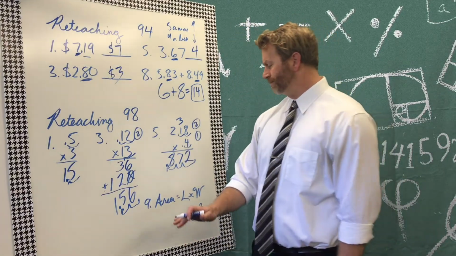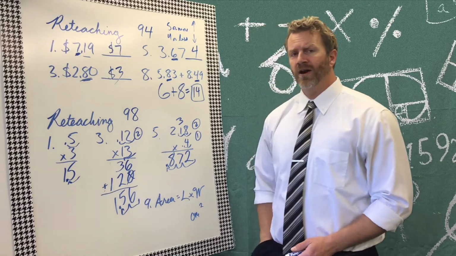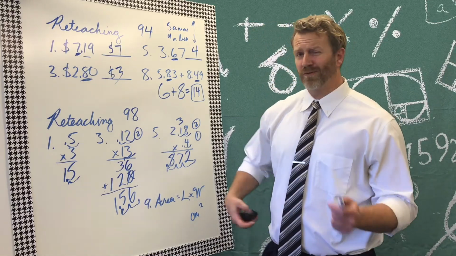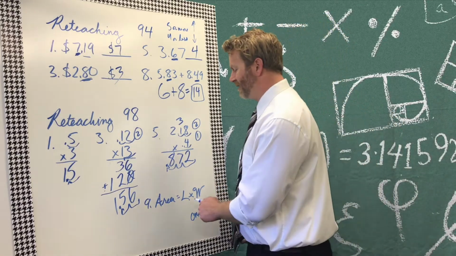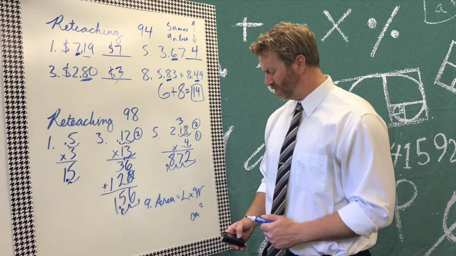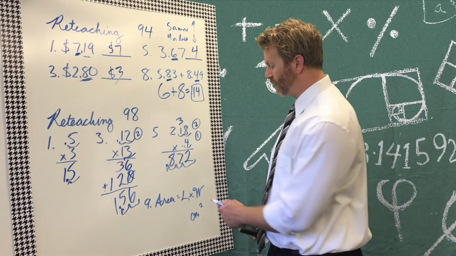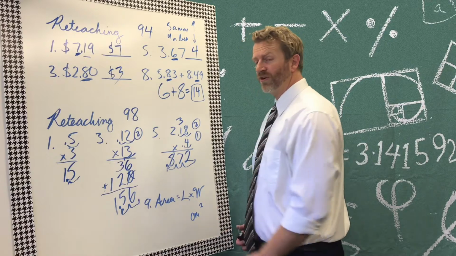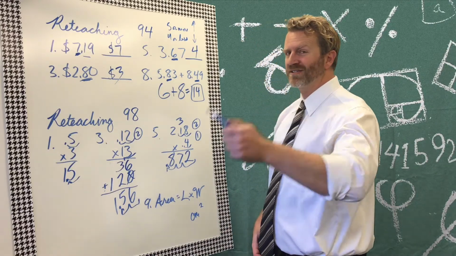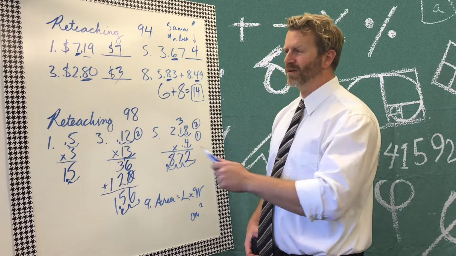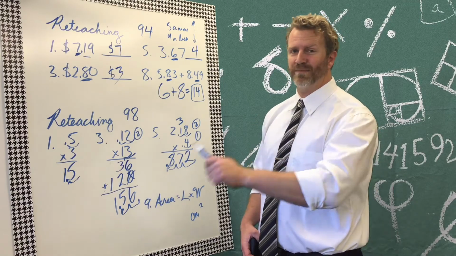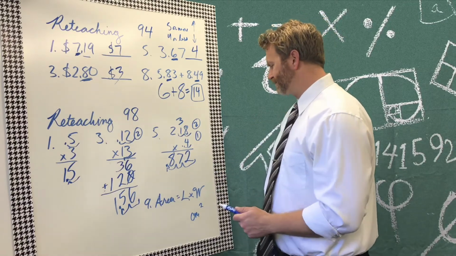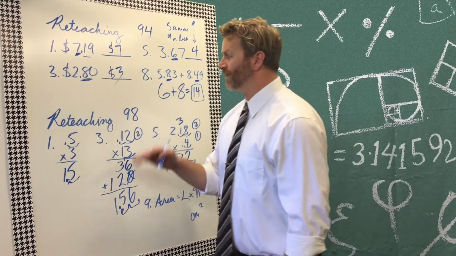Check out 9. 9's just area. All you're going to do, I think the shape was like 1.7 or something like that, is multiply those 2 sides together to find the area. And then make sure you label it centimeters squared, because we're only talking about the front. We're not talking about a 3-dimensional shape like a cube. Cool. Go ahead and finish those up.